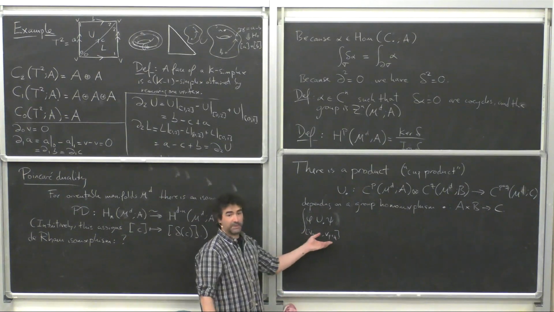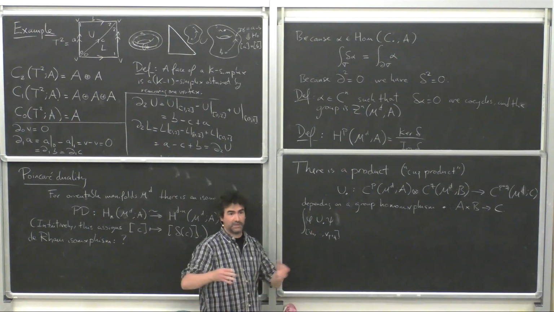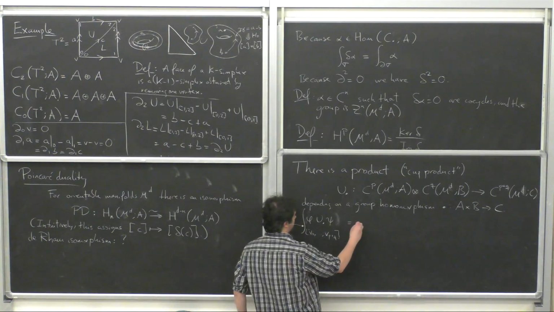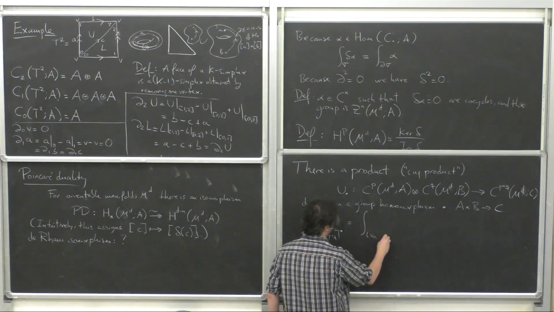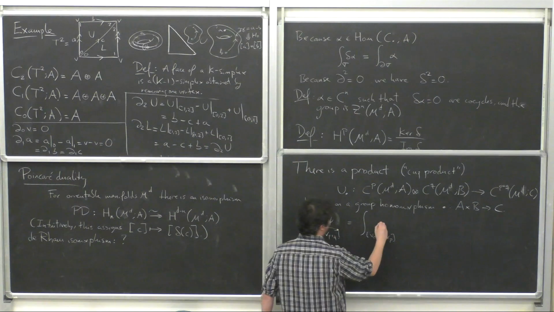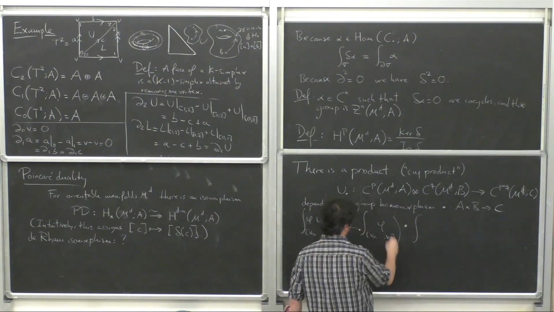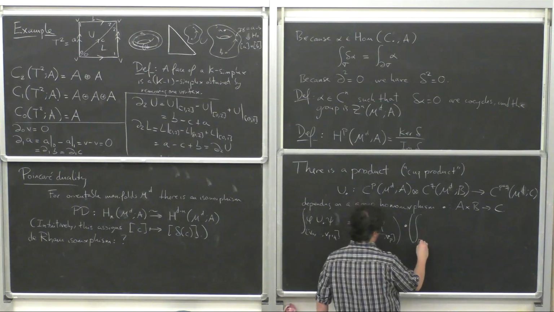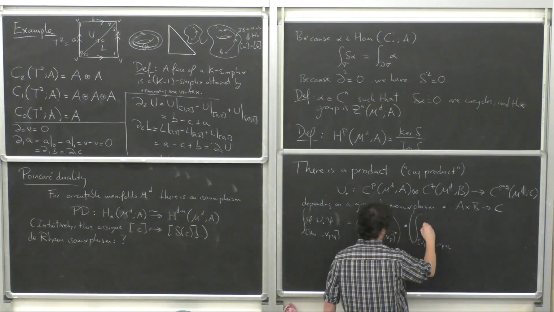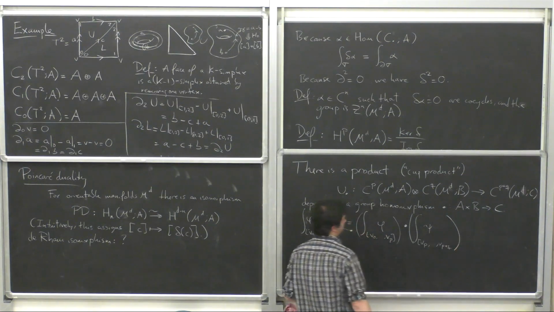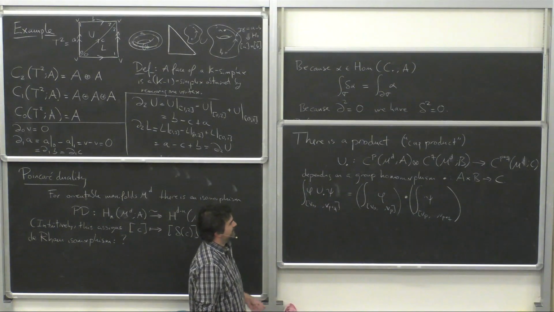Here I'm being a little bit schematic. I'm only giving you the action on one element in the basis, but of course these are linear, so you can extend. So what's this? The integral from v_0 to v_p of phi, the product, integral from v_p to v_(p+q) of psi. Okay, so this is the cup product.